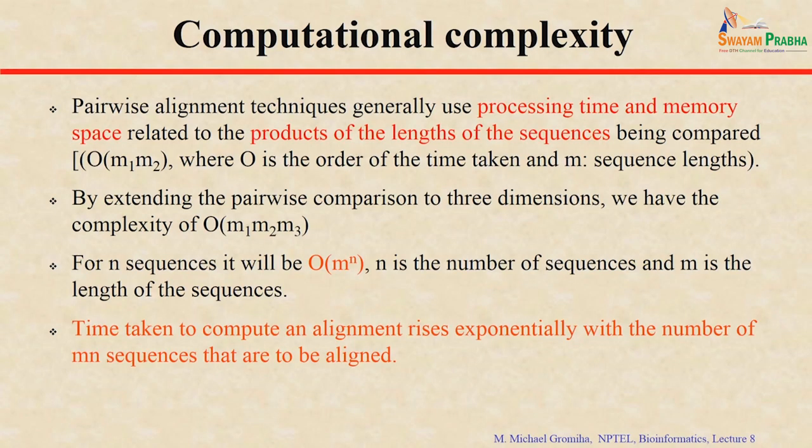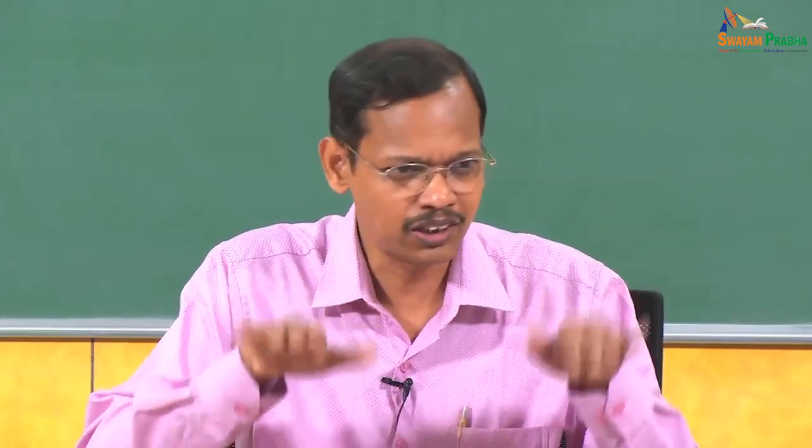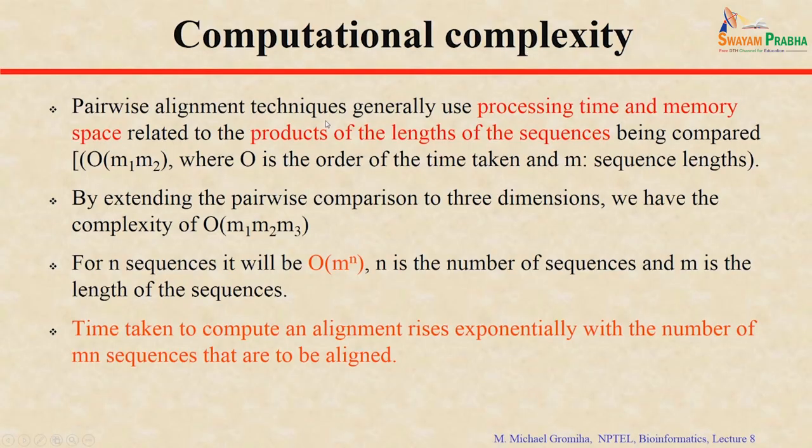So, what is the computational complexity? If you align two sequences, it takes some time, which depends upon the length of the sequences, right. If you increase the sequences, the complexity will automatically increase, because the processing time and the memory space will be related to the product of the lengths of the sequences.